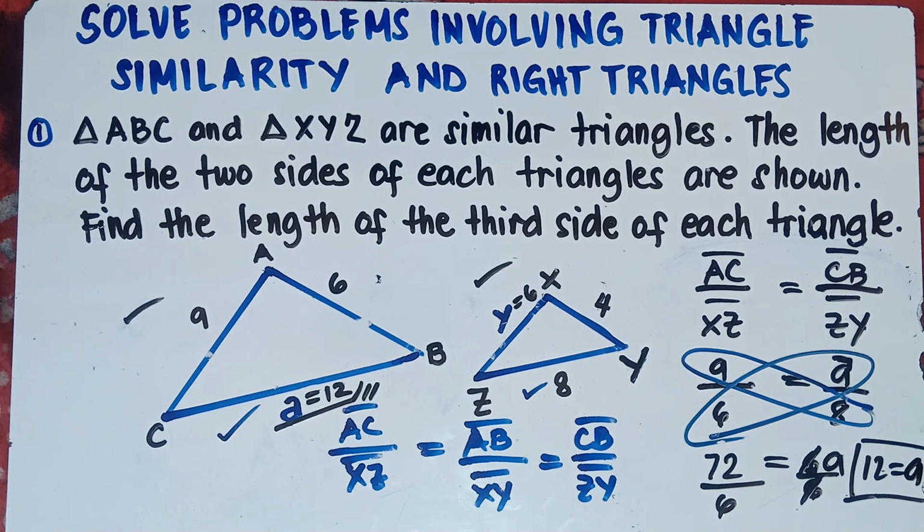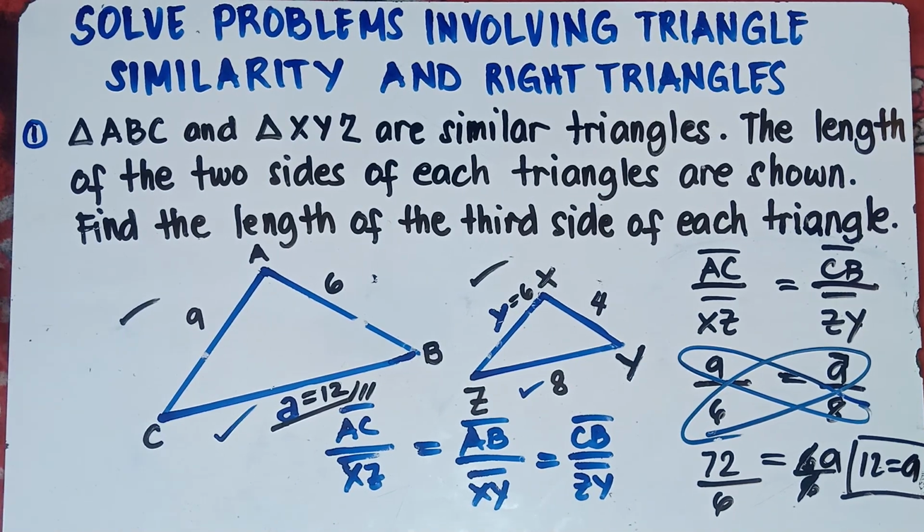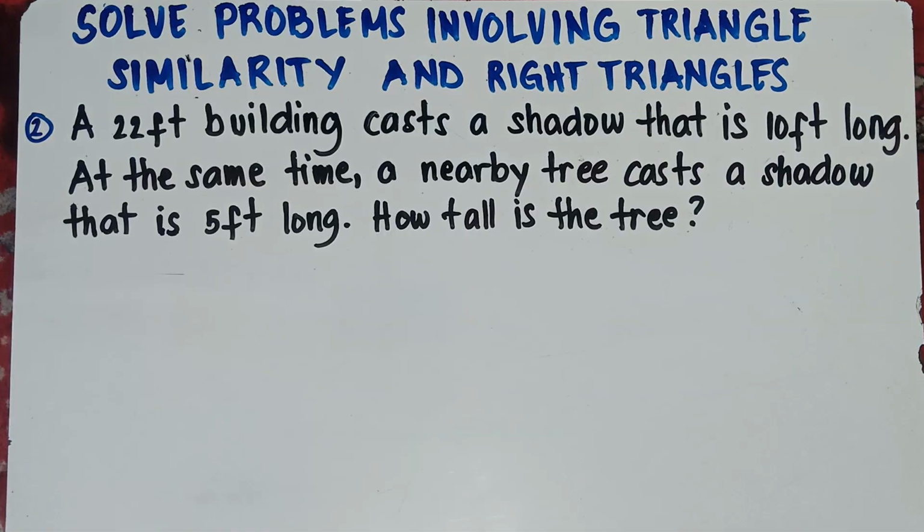Alright, so let's try another example, solving problems number 2. Number 2: a 22-feet building casts a shadow that is 10 feet long. At the same time, a nearby tree casts a shadow that is 5 feet long. How tall is the tree?